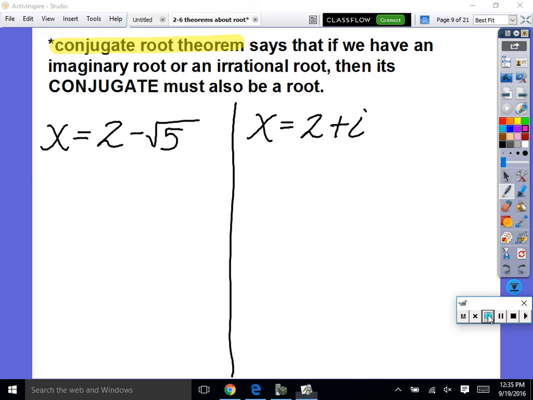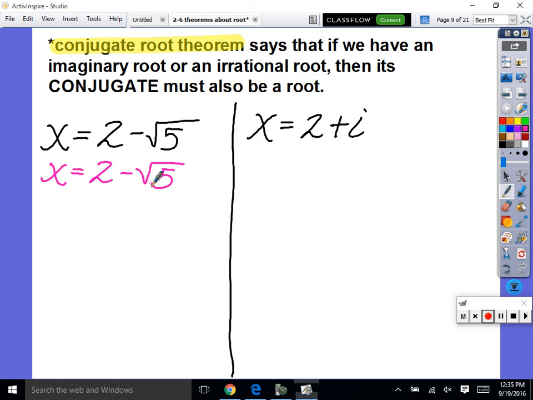Conjugate root theorem. We've already learned this, basically. So we know if we have imaginary roots, then its conjugate must also be a root. If we have an irrational root, its conjugate must also be a root. So everybody look right here. X is equal to 2 minus the square root of 5. If that's a root, then its conjugate, 2 plus the square root of 5, must also be a solution, correct?